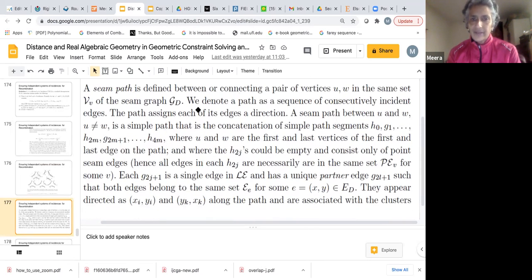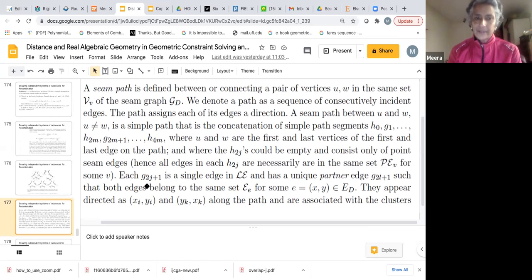A seam path is defined between a connecting pair of vertices, connecting a pair of vertices in the same set of the seam graph GD. We denote a path as a sequence of consecutively incident edges. The path assigns each of its edges a direction. A seam path between U and V is a simple path that is the concatenation of simple path segments. And so U and V are the first and last vertices, and the segments are of 2 types. Those are the H segments and the G segments. The H segments could be empty and consist only of point seam edges.